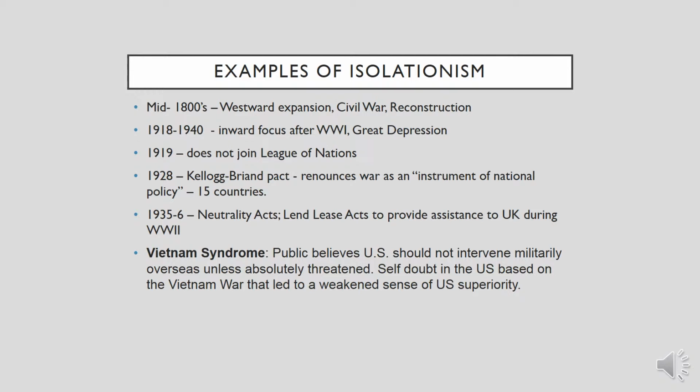In the 1960s and 70s, there was a period of isolationism, particularly in the 1970s, due to the aftermath of the Vietnam War. This is referred to as the Vietnam Syndrome. The public believed that the U.S. shouldn't intervene militarily unless we were absolutely threatened. And this was based on a sense of doubt in the United States that we were truly superior, that we were truly morally superior in the wake of our behavior and actions in Southeast Asia during the Vietnam era.